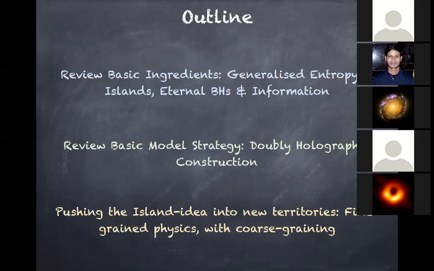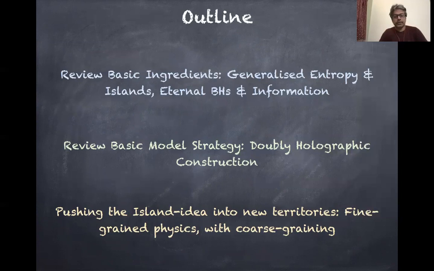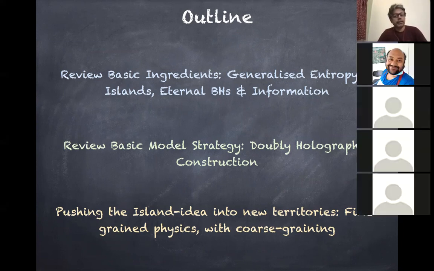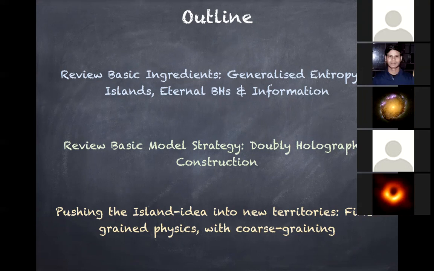As I said, I'll introduce you to the basic ingredients by reviewing them. Some of the basic ingredients are, for example, what is known as generalized entropy in gravitational theories, and islands, and what people mean by islands, and so on. For many of these things, unfortunately, I won't have the time to do an explicit calculation. Instead, there are papers that I will loosely refer to. If you are really interested, and cannot find a paper, you can contact me later, and I'll be happy to give you the references.